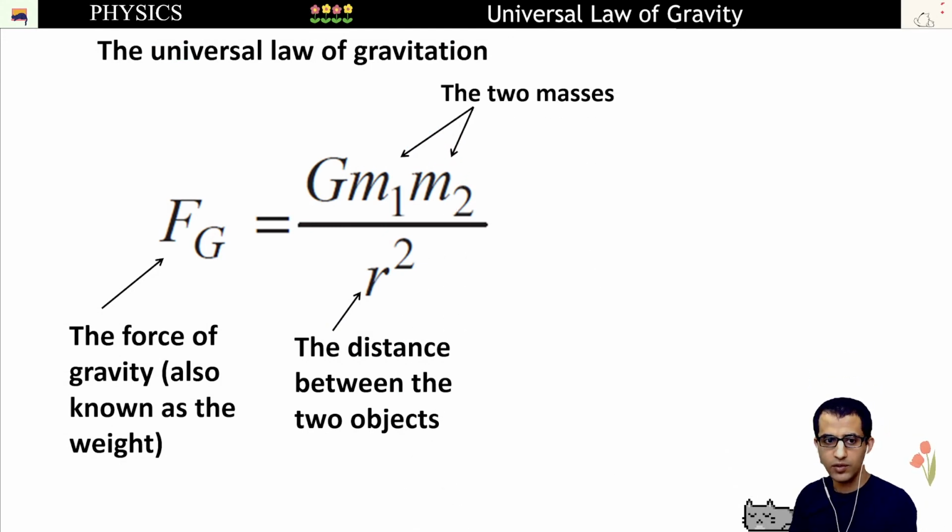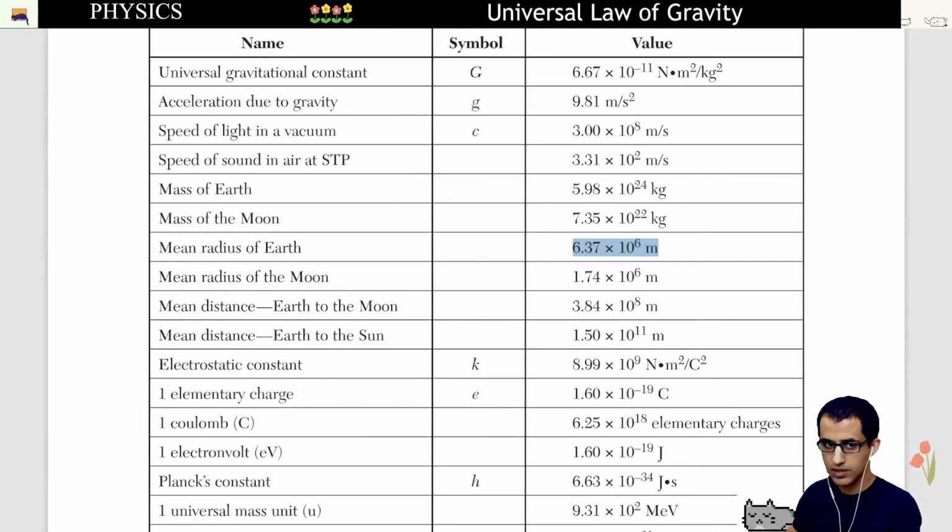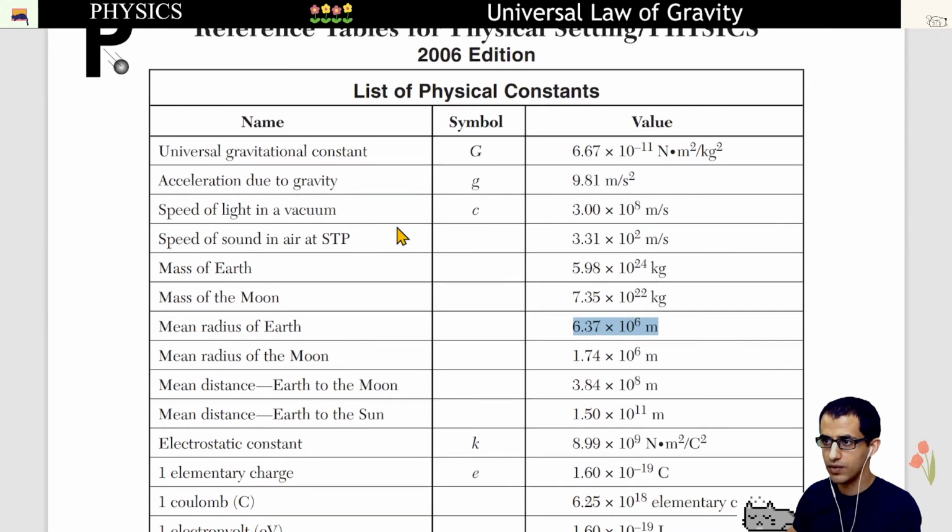M1 and M2 are the two masses, and G is the universal gravitational constant, which the value is given to us as the first constant on the reference table. So we have a list of physical constants, and the first one is the universal gravitational constant value, and the magnitude and the units are shown here.